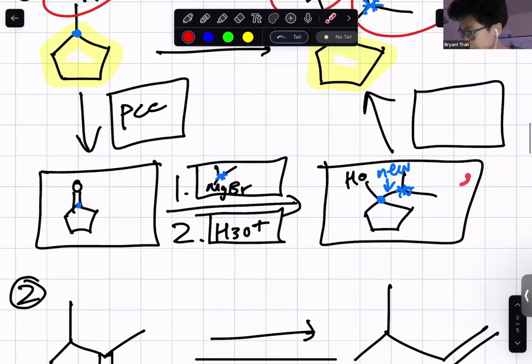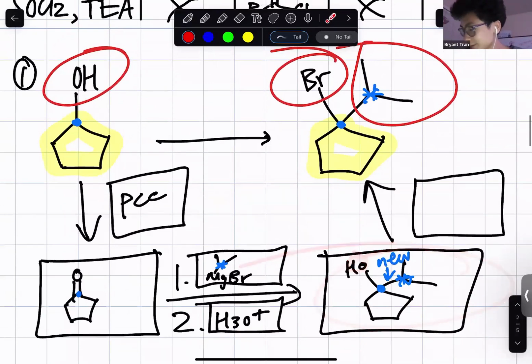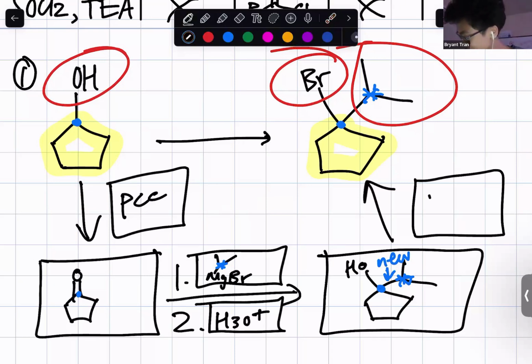Once we get to this point, we see that the OH here is not there in the final product. Do you know the reagent that converts an OH into Br? This is like a weird atom here. It's okay, you don't know. I'll give you a hint. PBr3, PBr3. Yes, yes.